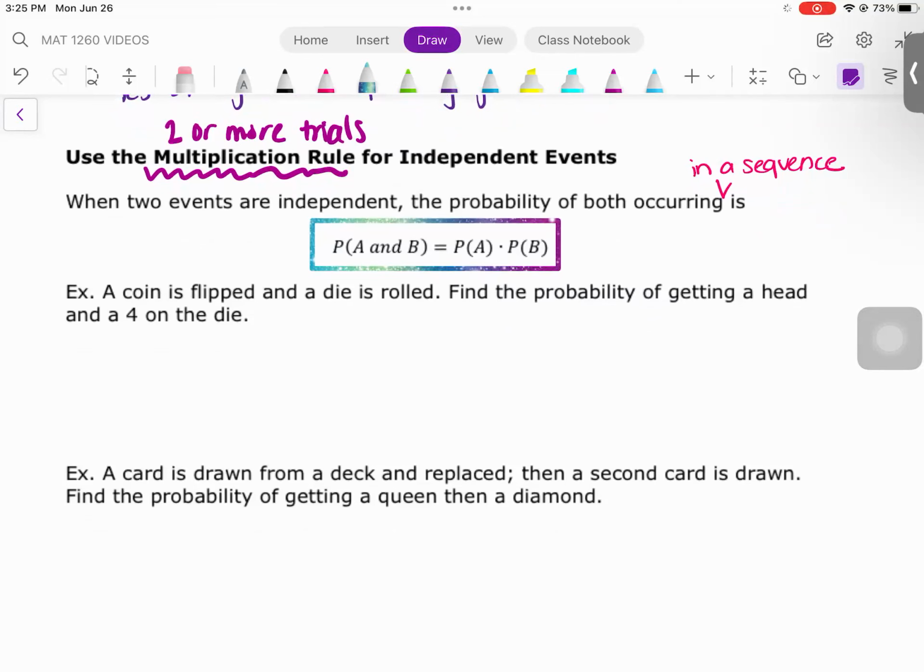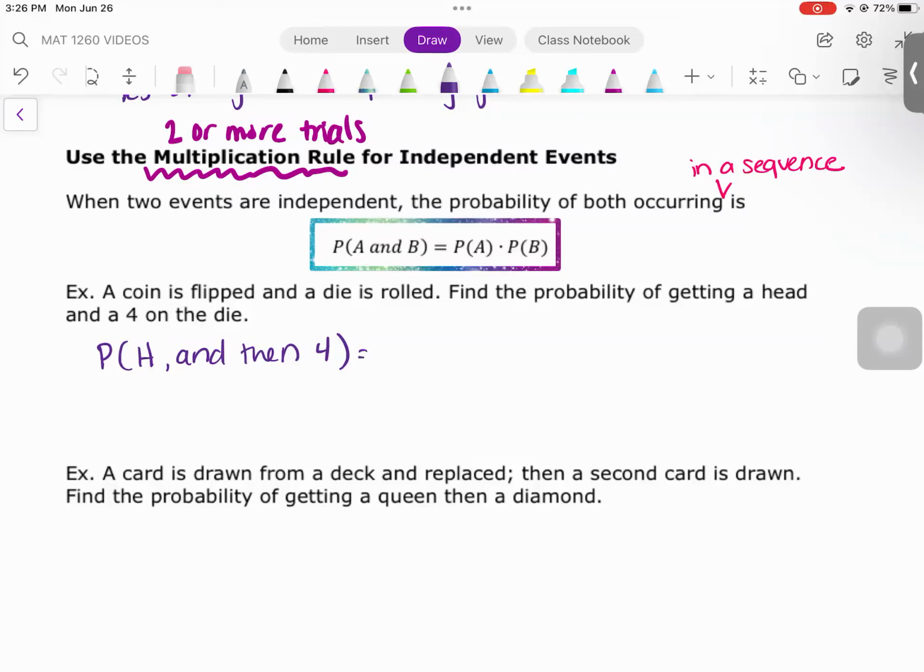So going back to that example, a coin is flipped and a die is rolled. Find the probability of getting a head on the coin and a 4 on the die. So we are looking for the probability of getting heads and then 4. And I like to write out the "and then." It helps me distinguish between that word "and" in the multiplication rule versus the "and" in the addition rule.